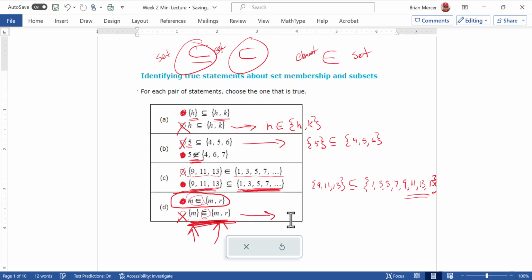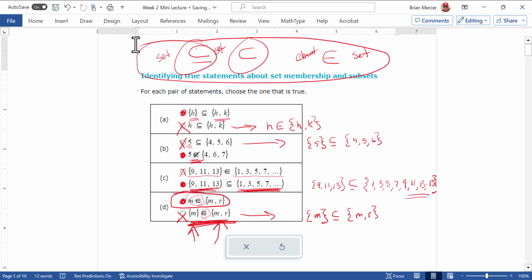What is true, using those two sets, is that the set containing M is a subset of the set containing M and R. So really, this problem is about understanding element notation and set notation. When you're writing subset of, you've got to be talking about sets on both sides. If you're talking about an element of, with this E, you have to have an element on the left and a set on the right.